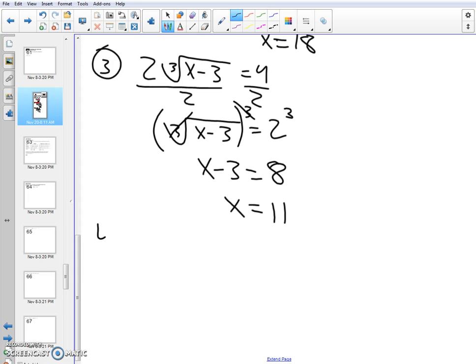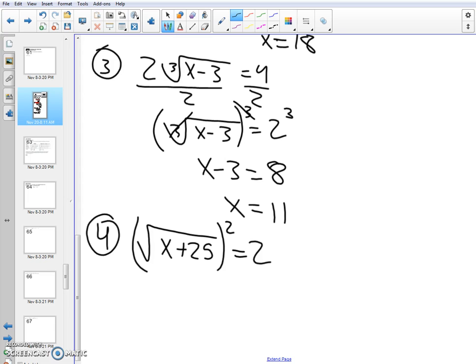And let's try just one more basic one here, and then we'll get into a word problem. So the square root of x plus 25 equals 2. Okay, so this is just a square root, so now I need to square it for them to undo each other. So I would have x plus 25 equals 4. Subtract 25 from each side to get x is negative 21.